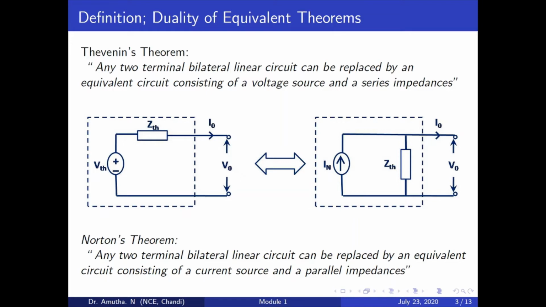And the entire circuit on the left-hand side can be replaced by a single voltage source and impedance in case of Thevenin, and in case of Norton it can be replaced by a current source in parallel with the impedance.